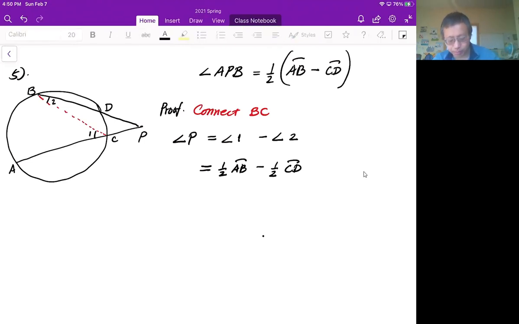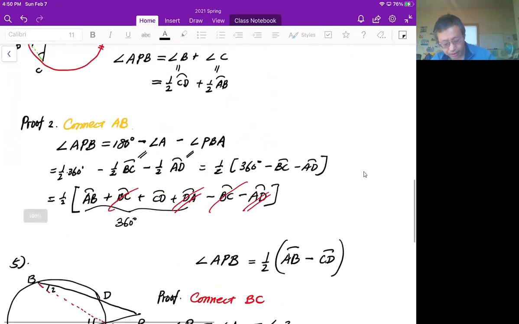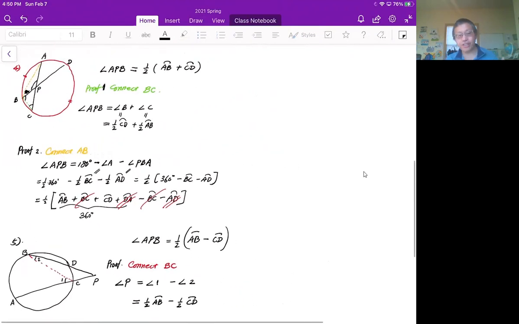The idea for both of the proofs is that it doesn't matter whether it's an angle inside the circle or an angle outside the circle. I can always represent my angle in terms of either the sum or the difference of two inscribed angles. I can always change that in terms of inscribed angles, and then I can use the inscribed angle theorem to change that into the measure of the arc. Okay. Does it make sense?